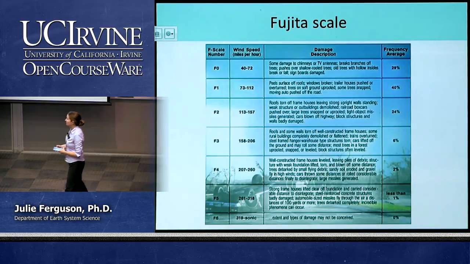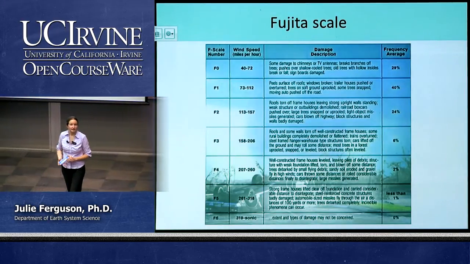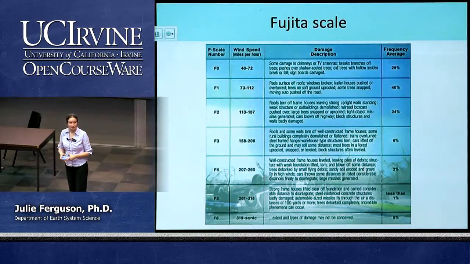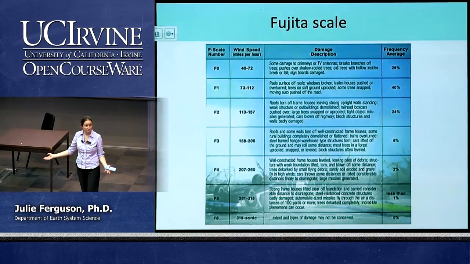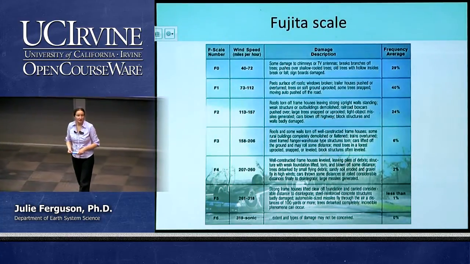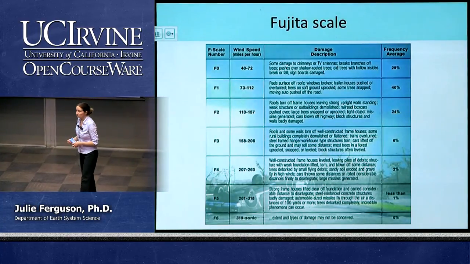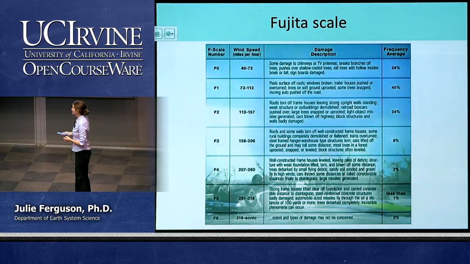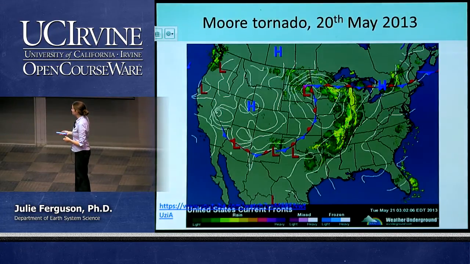But with an F5, there's very little left standing. I'll show you a video in a second. But even really very well-built houses with foundations are just leveled. There really is very little left in these things. And these particular tornadoes, unless you have a storm shelter, can be incredibly devastating. And this is where we lose lives, unfortunately.